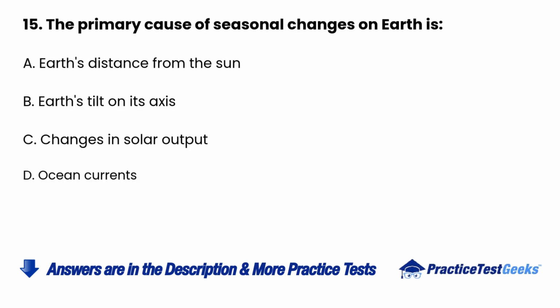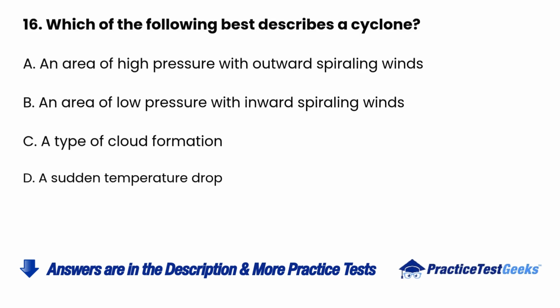15. The primary cause of seasonal changes on Earth is A. Earth's distance from the Sun. B. Earth's tilt on its axis. C. Changes in solar output. D. Ocean currents. 16. Which of the following best describes a cyclone?